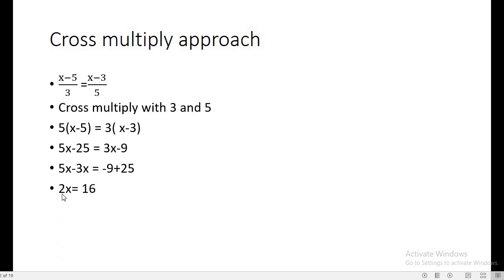Now we solve the terms. 2x is equal to 16. Again we have to isolate x. So in order to isolate x we have to send 2 to the right hand side, where it will be in division. So 16 divided by 2 gives us 8, which is the solution of the equation.